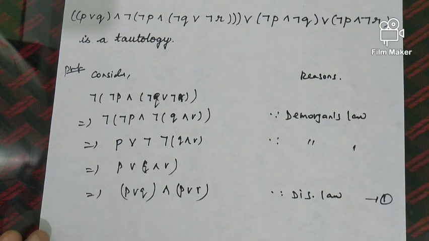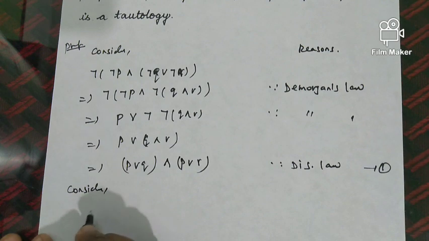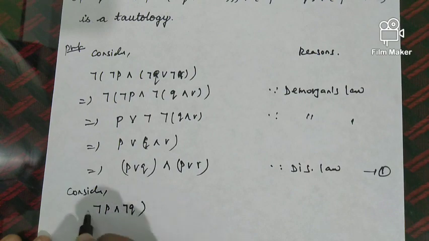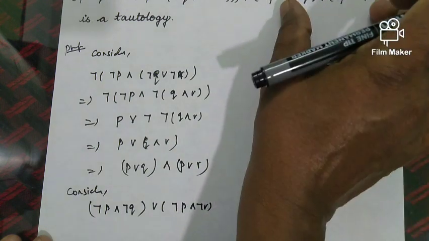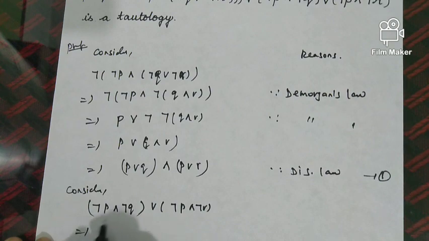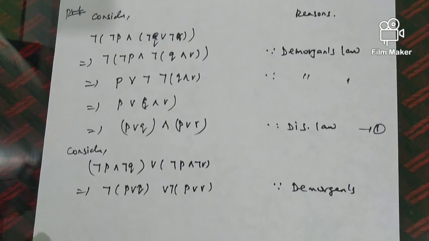Now we will consider the last term: negation P and negation Q, or negation P and negation R. Here also we have negation only. In the first term, taking the negation outside, it can be written as negation of P or Q, and here, taking the negation outside, negation of P or R, since De Morgan's law.